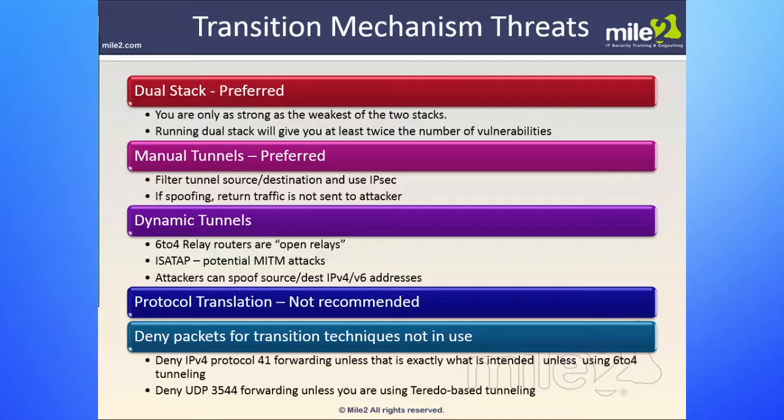We have protocol translations, which generally are not going to be recommended. We have deny packets for transition techniques not in use, such as deny IPv4 protocol 41 forwarding, unless it is exactly what is intended, unless using 6-to-4 tunneling, and deny UDP port 3544 forwarding, unless you're using the Teredo-based tunneling, which again kind of goes into what I was mentioning earlier, where if we have IPv6 going to IPv4, it would then use UDP packets and so forth, and it was actually brought through the Teredo-based tunneling is what this is also referred to as. So pretty cool stuff overall.